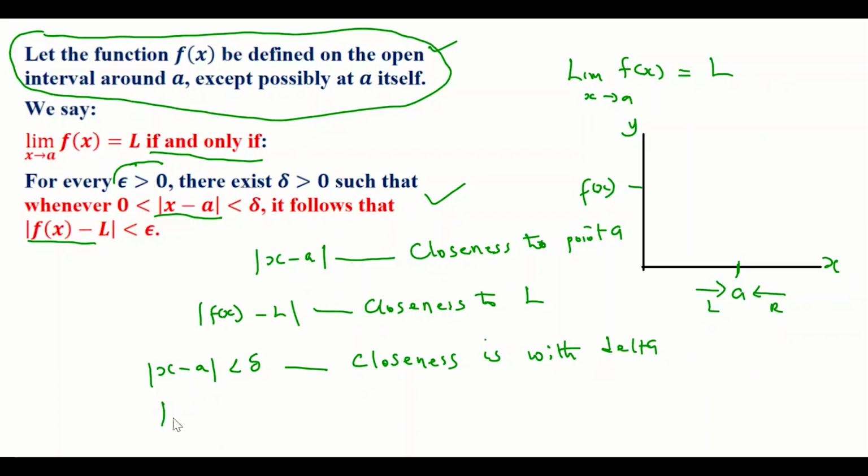And this one, if you say the absolute value of f of x minus L is less than epsilon, this one means the closeness is within epsilon. So that is what it means. Now you know the meaning of this, and you also know the meaning of this. So what is delta? What is epsilon? That is the next thing we need to do.